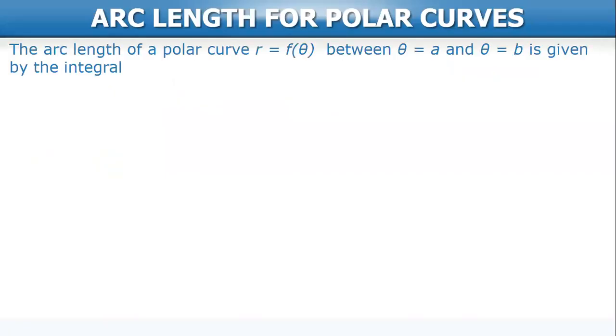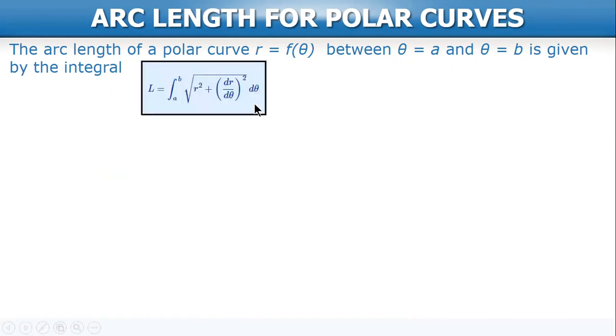The arc length of a polar curve r equal to a function of theta, between theta equal to a and theta equal to b, is given by the integral, this one. The length of arc is equal to the integral of the square root of r squared plus dr over d theta squared d theta, from a to b. Okay, let's derive this one.